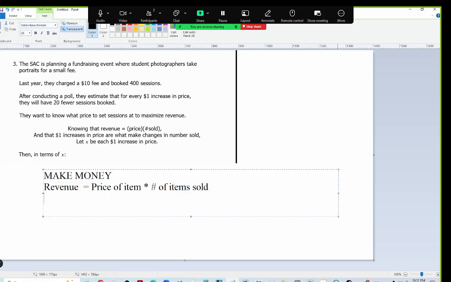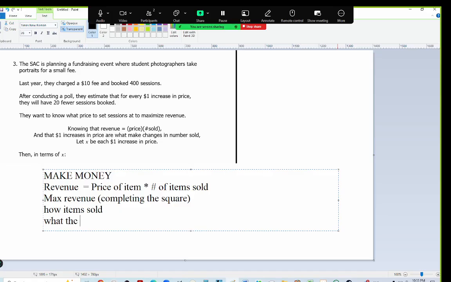At the end of the question, they'll always want to know this max revenue, which is completing the square once you figure out how to do the formula. And they'll want to know how many items were sold, what was the price of the item, and what was the max revenue. Those are the things they will always ask, okay?